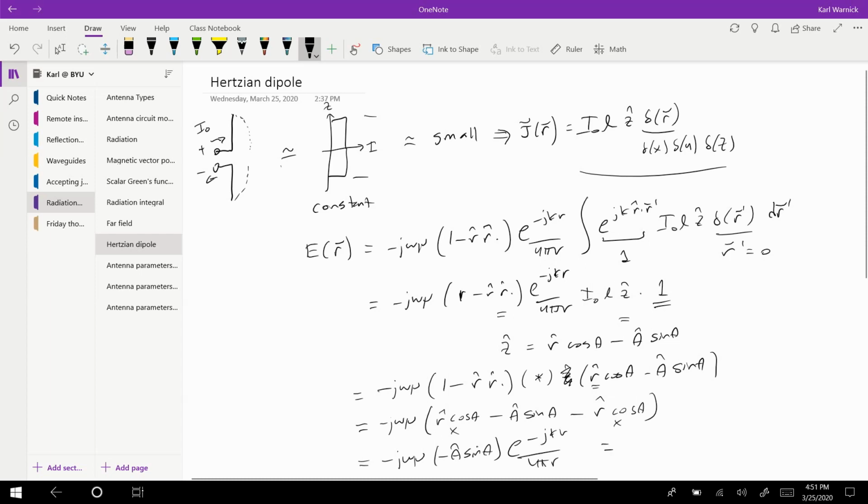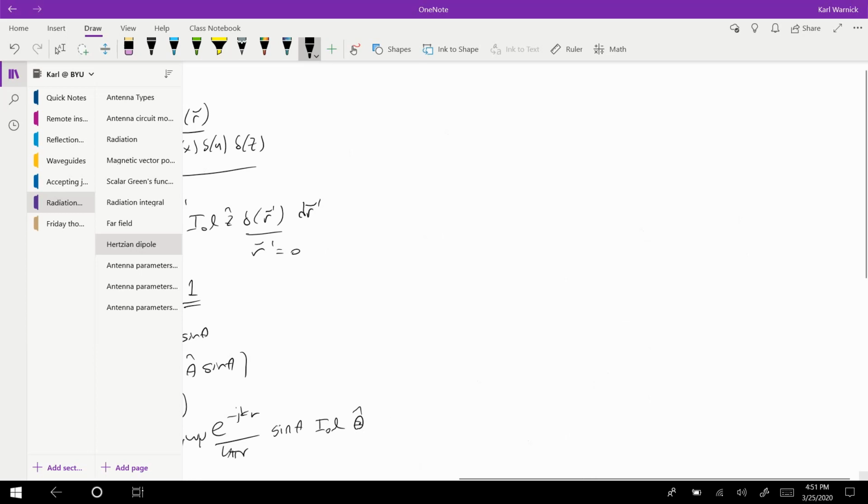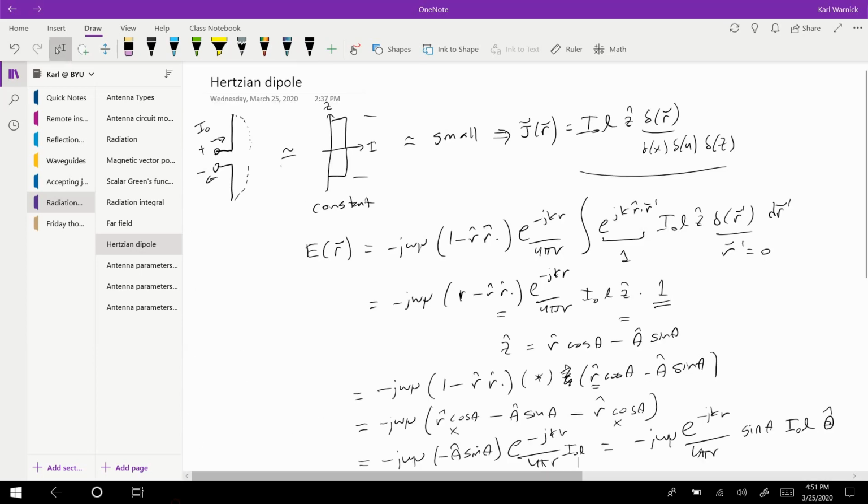And I'll just write that a little differently with things moved around. Minus j omega mu e to the minus jkr over 4 pi r sine theta. I need the I naught L, I forgot that. And then theta hat. And that is our expression for the electric field radiated by a Hertzian dipole in the far field approximation.